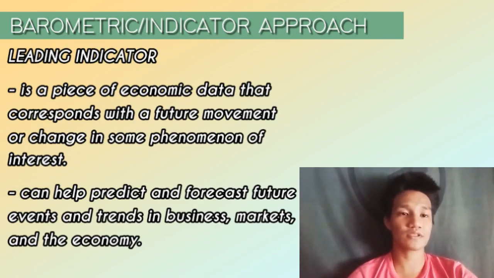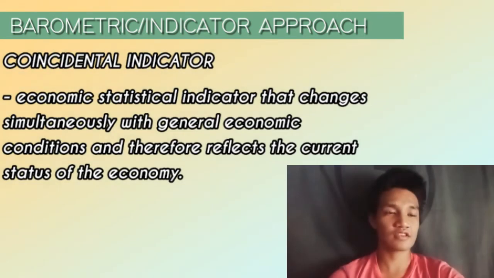A leading indicator is a piece of economic data that corresponds with the future movement or change in some phenomenon of interest. Economic leading indicators can help to predict and forecast future events and trends in business, markets, and the economy. A coincidental indicator is an economic statistic that changes simultaneously with general economic conditions and therefore reflects the current status of the economy. Examples of coincident indicators are industrial production or turnover.